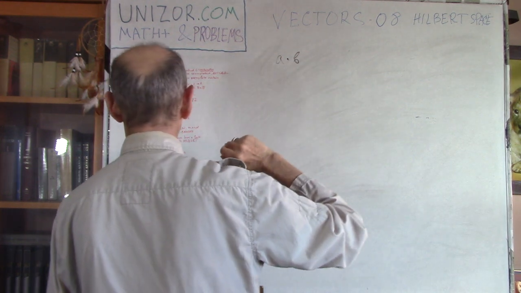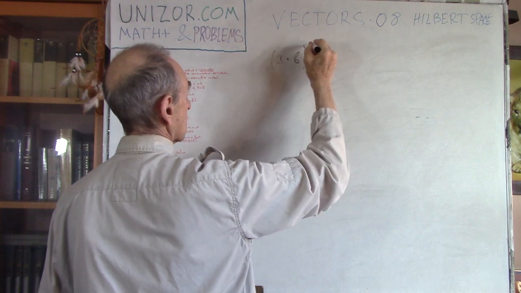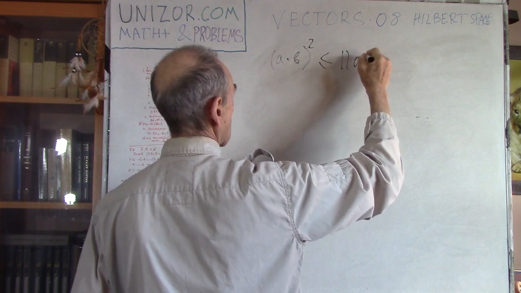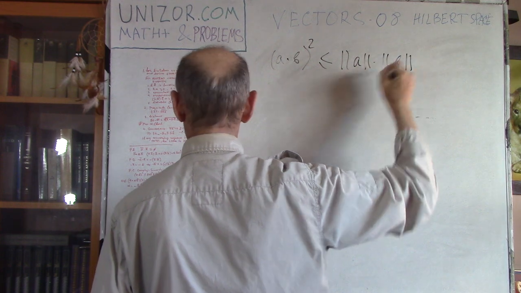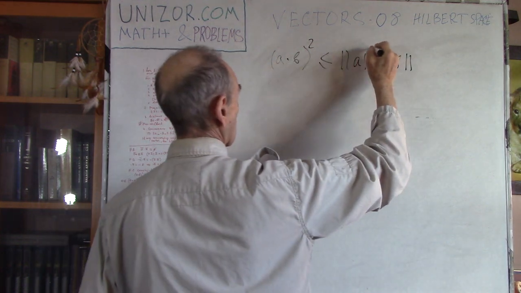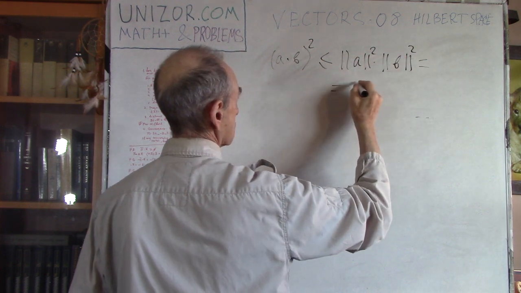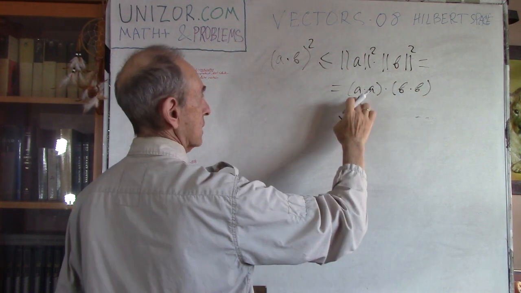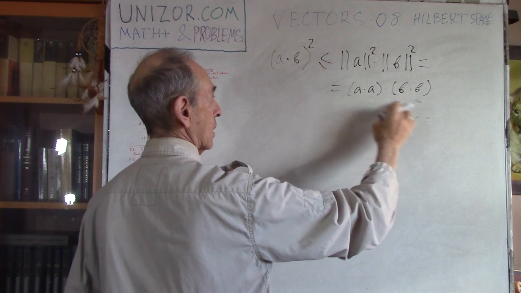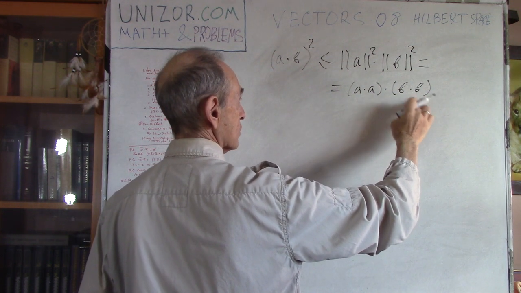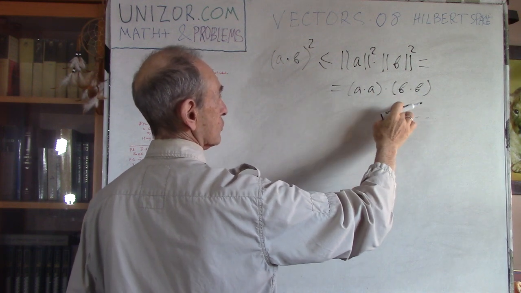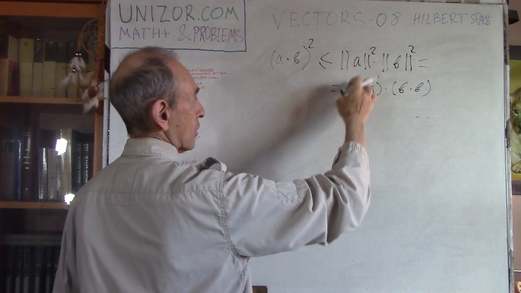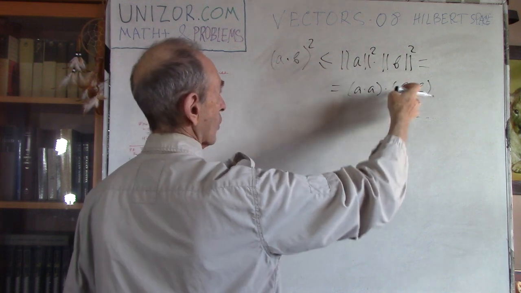I would like to prove that the scalar product squared of A and B is less than or equal to the norm of A times the norm of B, squared. Or if you wish, that is the same thing, A times A times B times B. So A times A is a scalar product, which gives me a real number. B times B is another scalar product, which gives me a real number. And this is a multiplication of two real numbers. Now, as you remember, I defined the norm as the square root of A times A. So I can put either norms or this one.